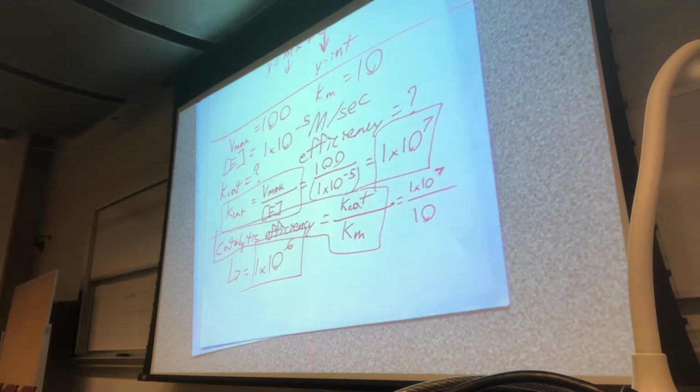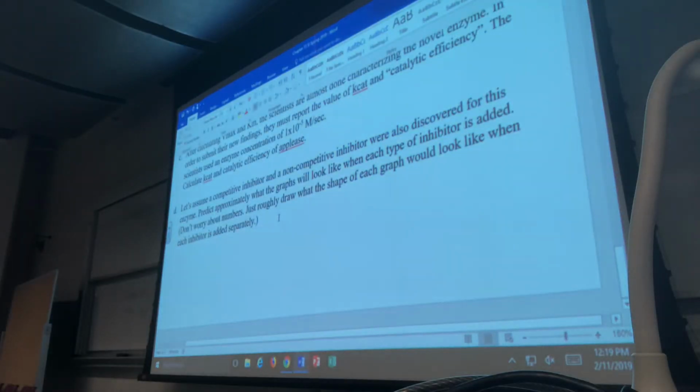I'm going to have to move on because the inhibitor stuff might take a little bit of time. So let's assume now a competitive inhibitor and a non-competitive inhibitor were also discovered for this enzyme. Predict approximately what the graphs will look like when each of these inhibitors are added. So what I'm actually going to do is I'm going to do this for Lineweaver-Burk first, because that is more likely what you would see on the exam, what the Lineweaver-Burk graph would look like with the addition of a competitive inhibitor and a non-competitive inhibitor. So that's what I'm going to do.